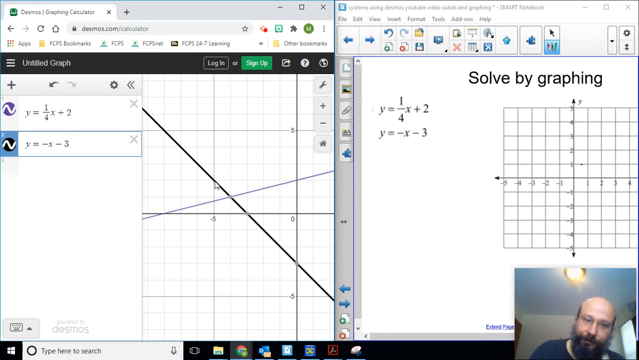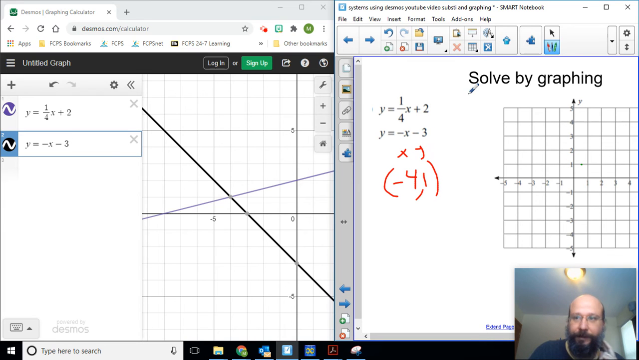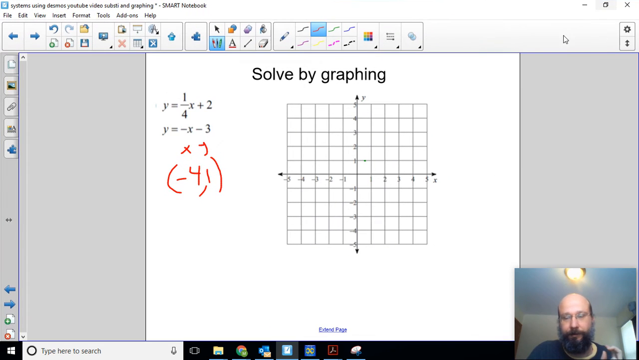That's where my two lines cross. -4, 1. Right, my x is -4, my y is 1. So I'm going to open this up. So I know that if I graph these two lines, it would cross at -4, 1. -4, 1 is right here.